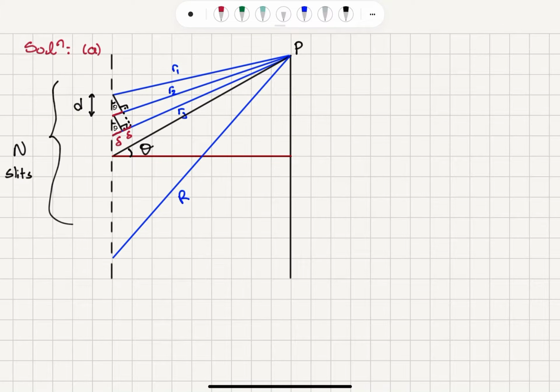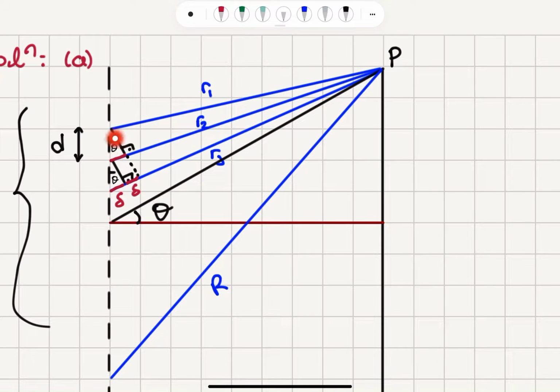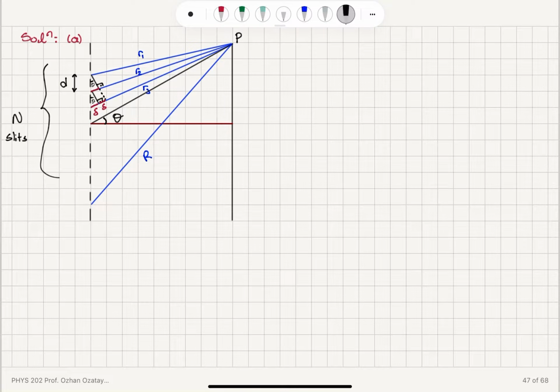So we have capital N slits. They emit light coherently. We are looking at a distant point P from these slits, and these rays are coming from different slits, and for each pair of slits we have a path difference of d sine theta forming here, and that angle is this angle with our parallel ray approximation.